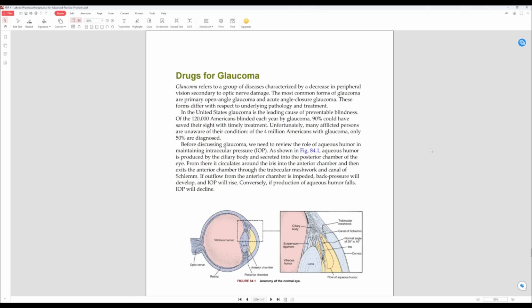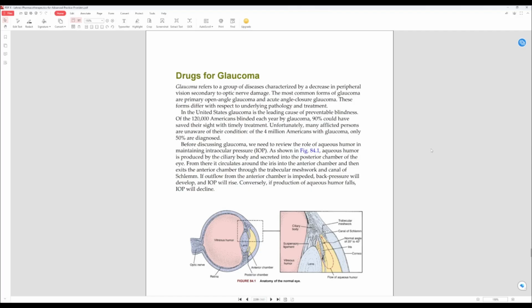In the US, glaucoma is a leading cause of preventable blindness. Of about 120,000 Americans blinded each year by glaucoma, 90% could have saved their sight with timely treatment. Unfortunately, many afflicted people are unaware of their condition. Of the 4 million Americans with glaucoma, only about 50% are diagnosed.